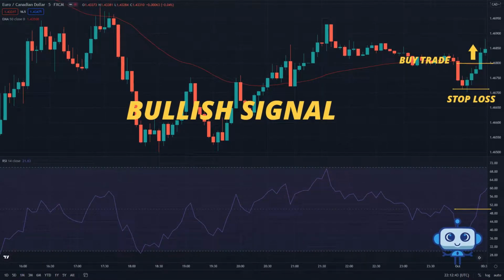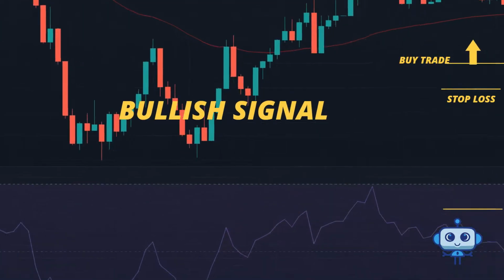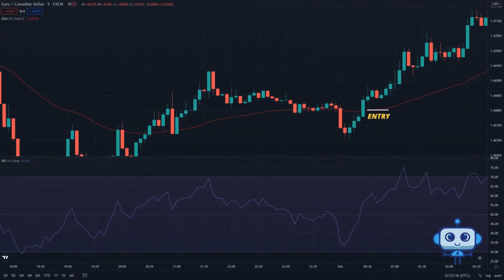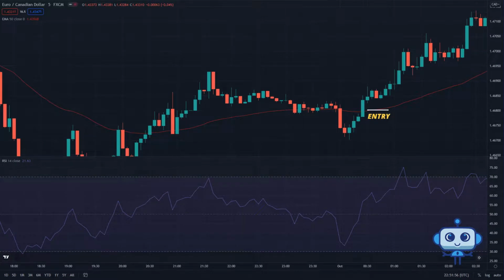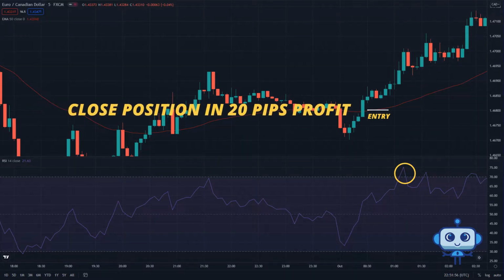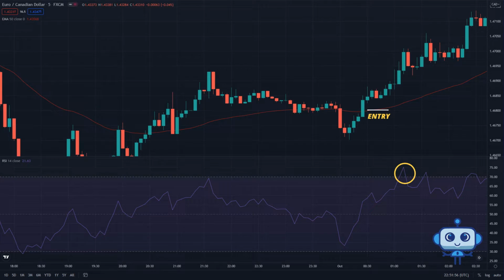Now, let's see what happened after our strategy gave a bullish signal and we placed a buy trade. Now on this next screen, you can see the performance of our strategy. Soon after taking the buy trade, the pair moved higher, towards 1.4700. You can also see, around this level the RSI entered the overbought zone. And based on our strategy, we can close our position here in 20 pips profit. Alternatively, to benefit from the entire rally, you can also use a trailing stop loss.